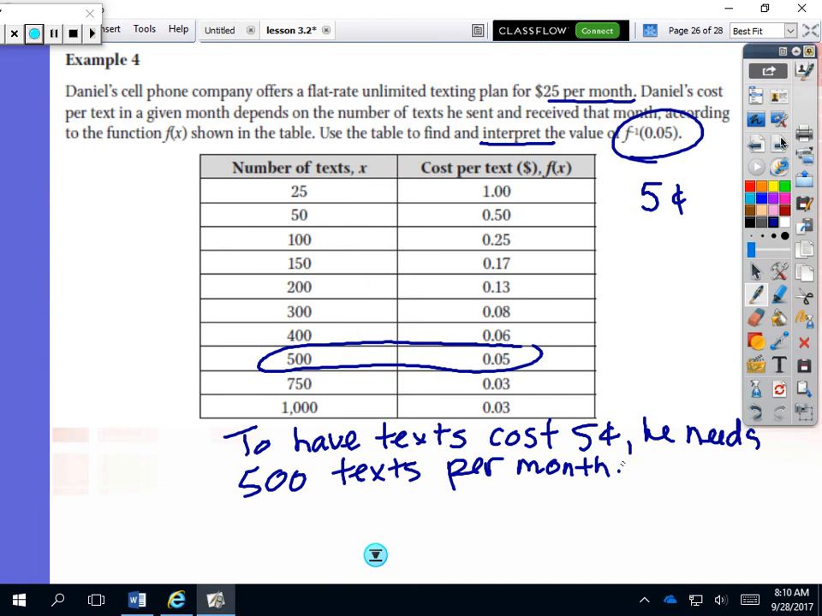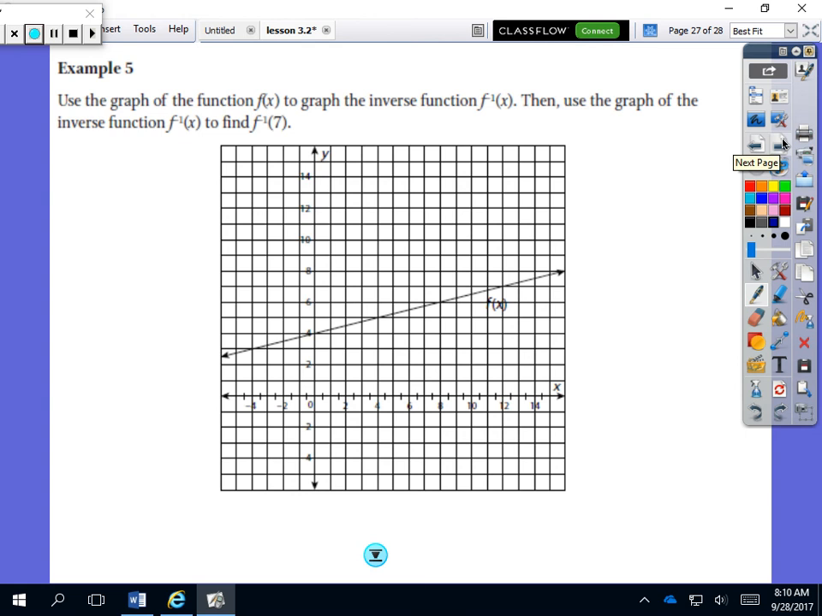Write a sentence. In the last example, use the graph of the function to graph the inverse function. Okay, so I want to graph the inverse. The first thing you need to do is draw the line y equals x. Remember that was 0, 0, 1, 1, 2, 2, etc. So you're going to have a line like this. So that's that line, y equals x. I need to flip this function over that line.